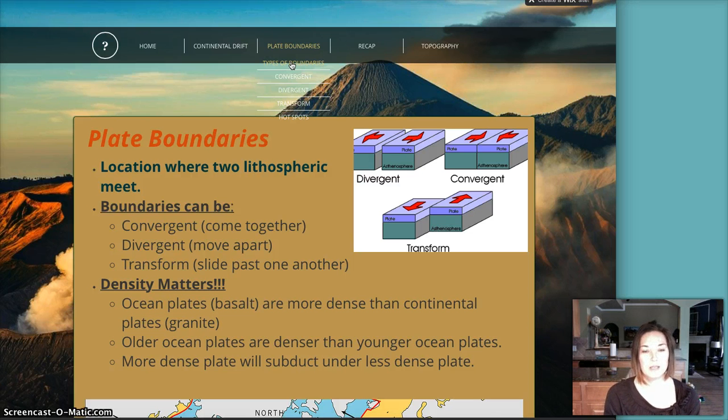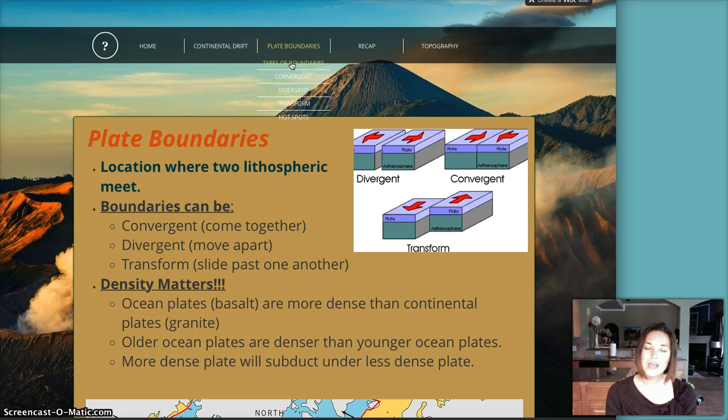plates meet. Now, remember that the lithosphere is composed of the crust as well as the upper part of the mantle. These make up the plates. And then the lithospheric plates sit on top of a layer called the asthenosphere. And convection currents in the asthenosphere will determine the direction that the lithospheric plates, which float on top, will move.